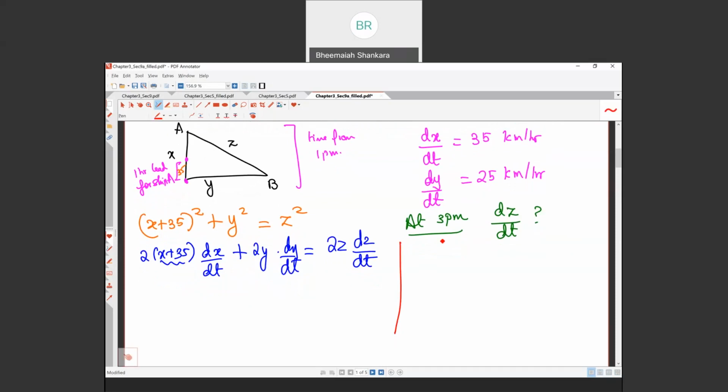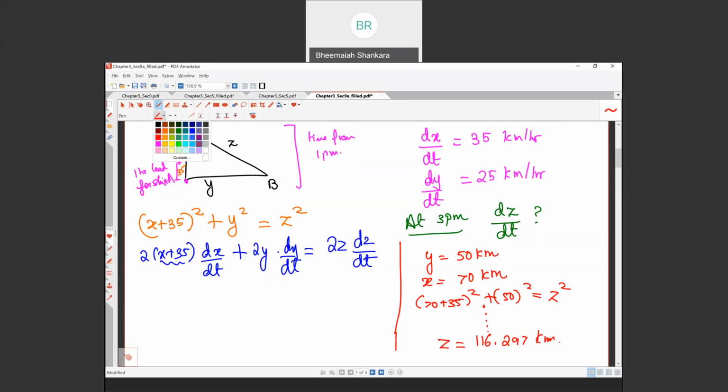So at 3 p.m. we know that the distance y will be 50 kilometers and the distance x will be double 35, which is 70 kilometers. So you want to plug it into the expression of the Pythagoras theorem. So (70 plus 35) squared plus 50 squared equal to z squared. Then you solve for z and you get z equal to 116.297 kilometers.